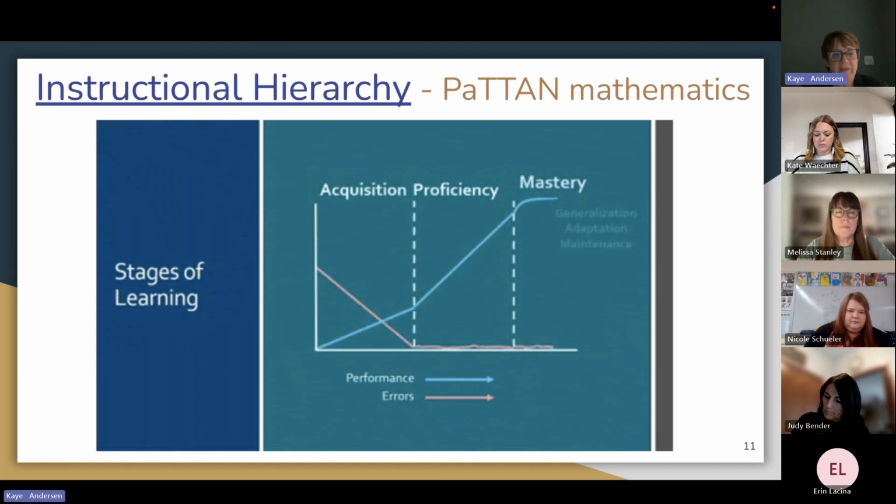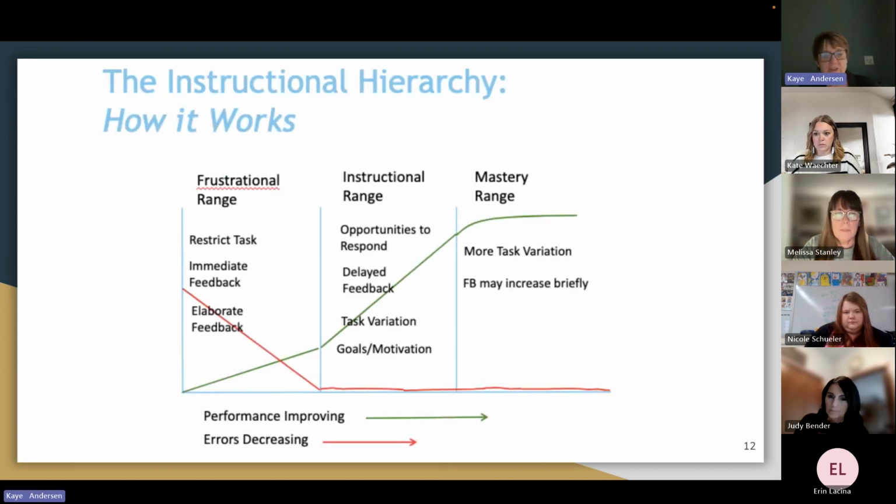When we look back at that instructional hierarchy, today we'll be focusing on the end of the acquisition level and moving into the proficiency level, building fluency with the math standards or math skills that we want them to get. In that acquisition level, immediate feedback. What does immediate feedback mean? Elaborate feedback.